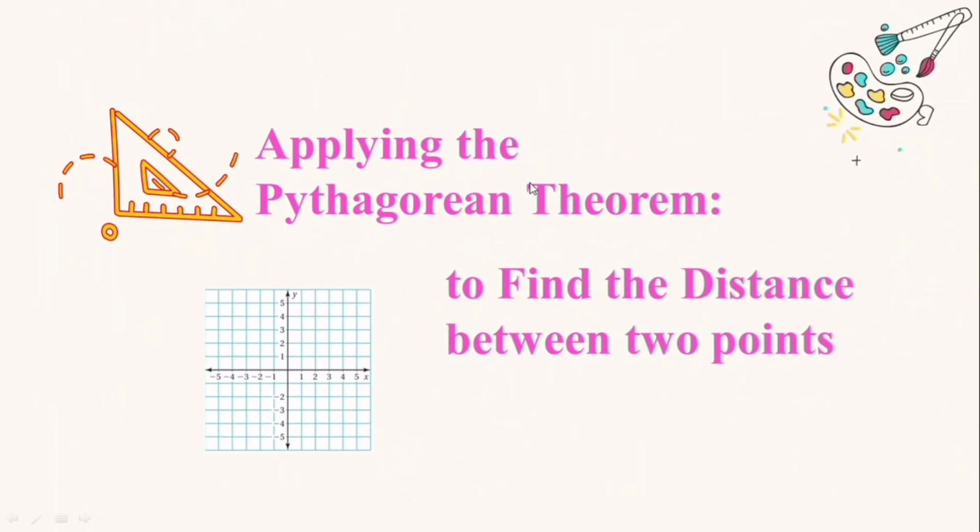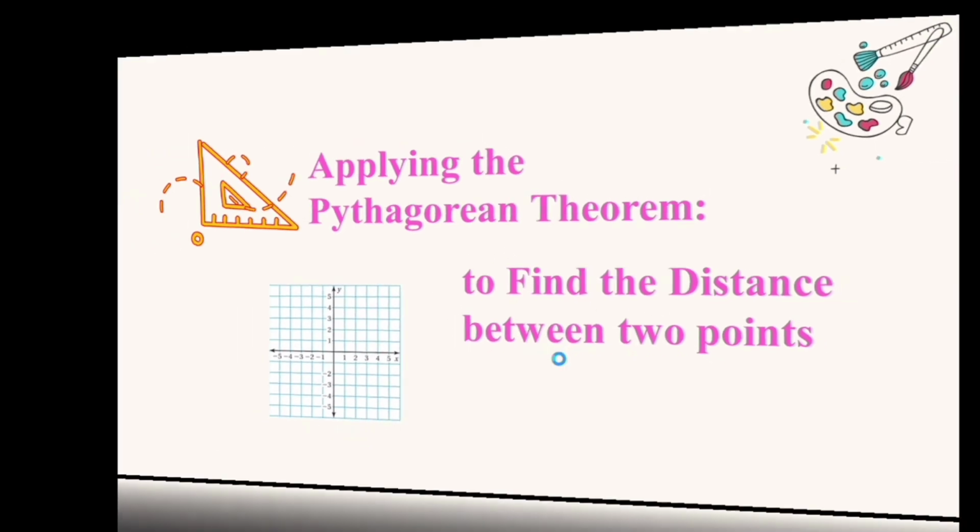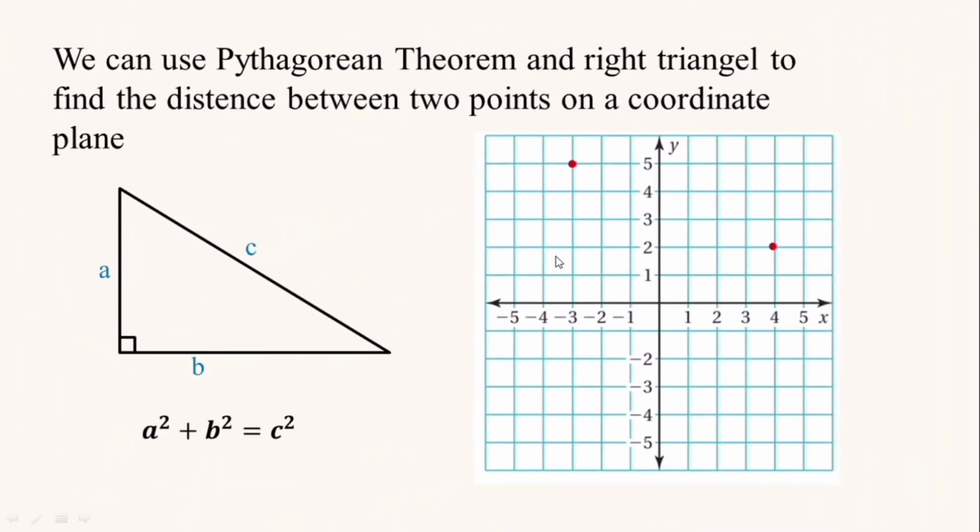Okay, now we'll be applying what we learned about the Pythagorean theorem and rectangles to find the distance between 2 points. The idea is we have these 2 points on a coordinate plane. We can apply what we learned about the Pythagorean theorem and create a rectangle with these 2 points. So here we have a rectangle connecting our 2 points, and we can see that the distance between these 2 points is the hypotenuse of our rectangle.